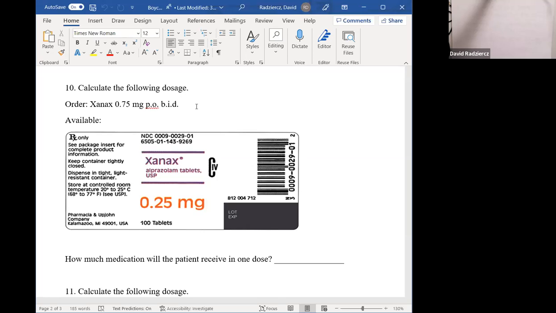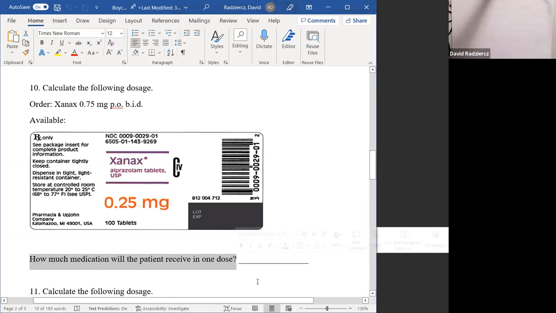These are some things that you might see, but on the dosage calc test, they're usually just focusing on, can you do the math? And then it even tells you down here in the question, how much medication will the patient receive in one dose? You'll notice that it just says how much medication, doesn't say how many tablets, doesn't say how many milliliters.